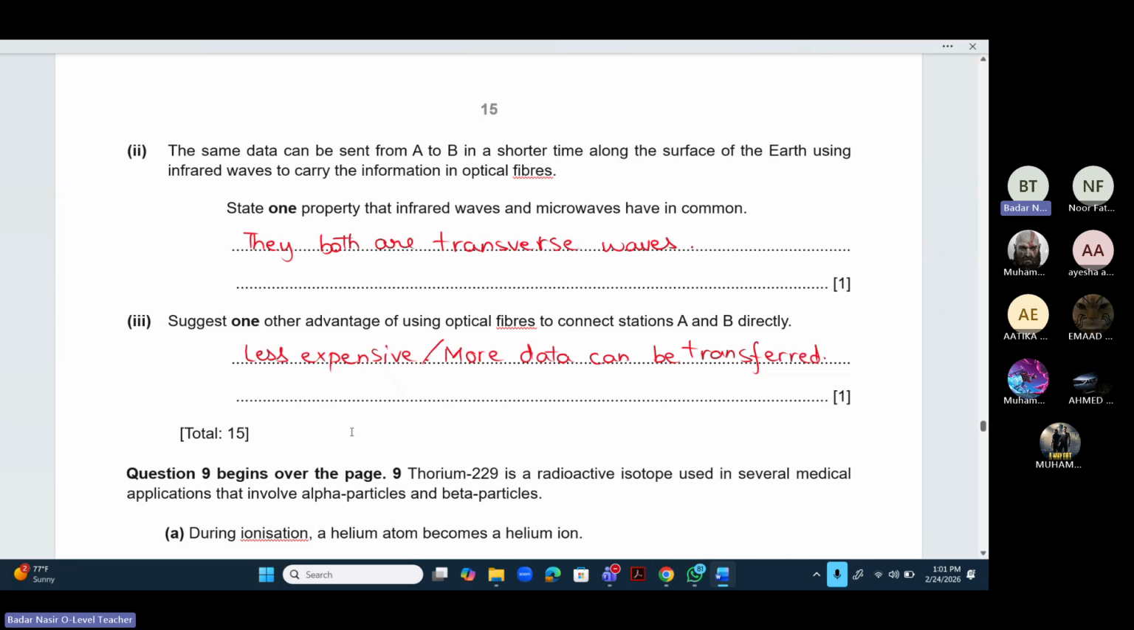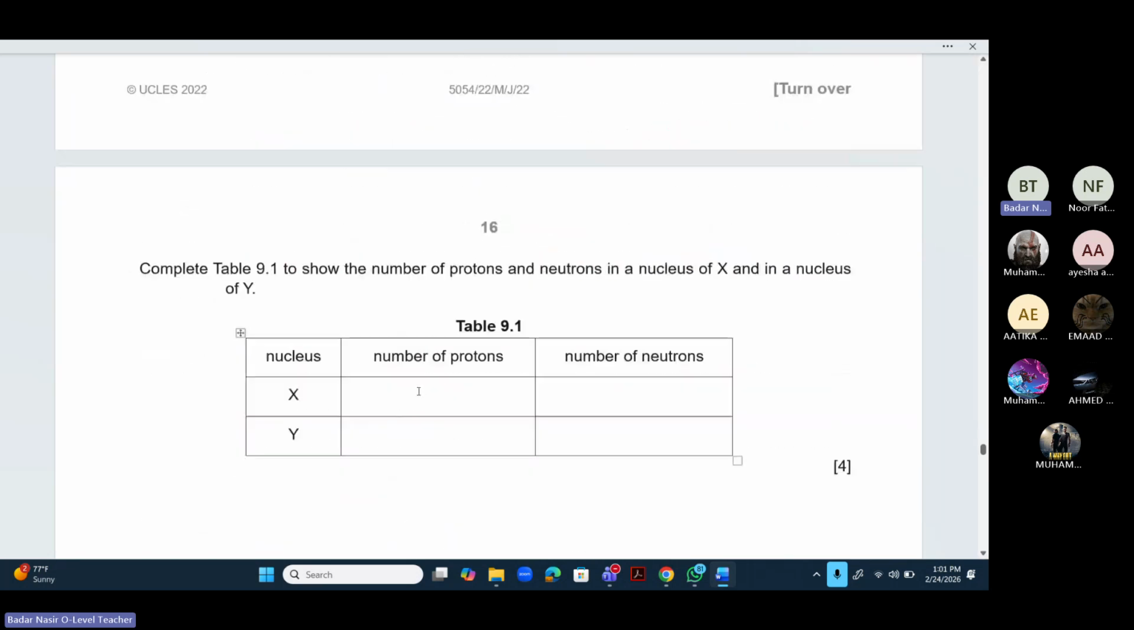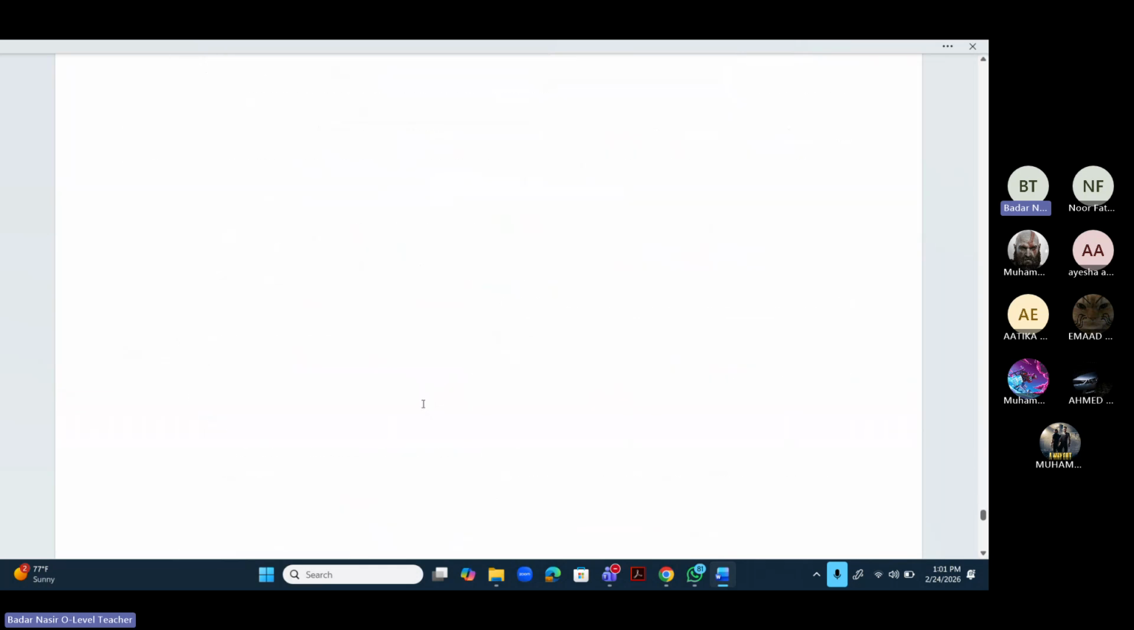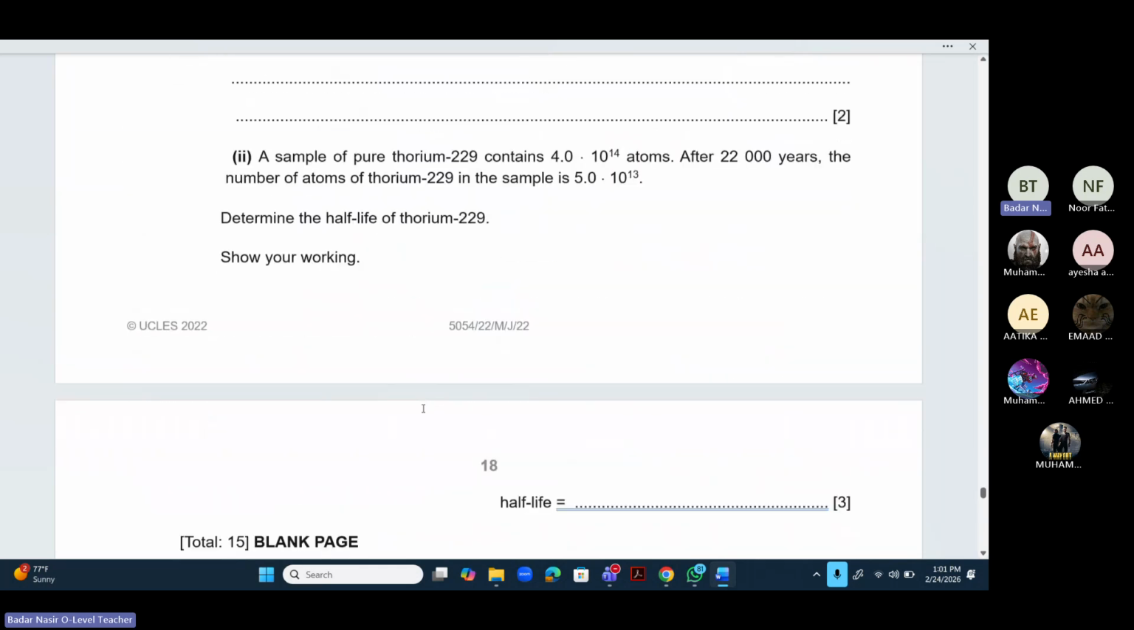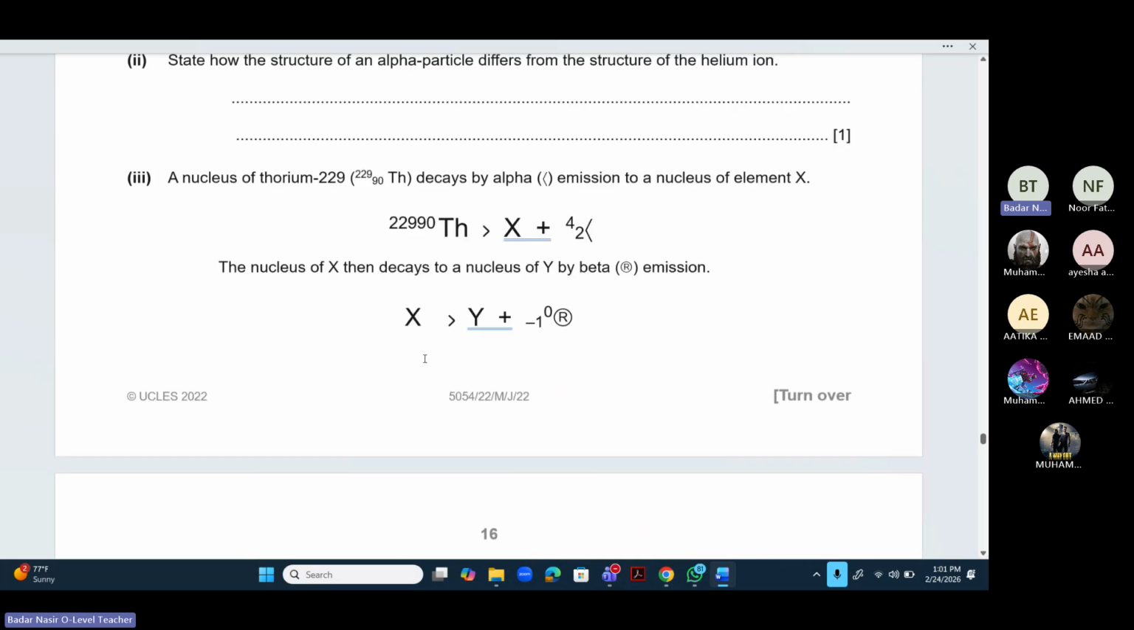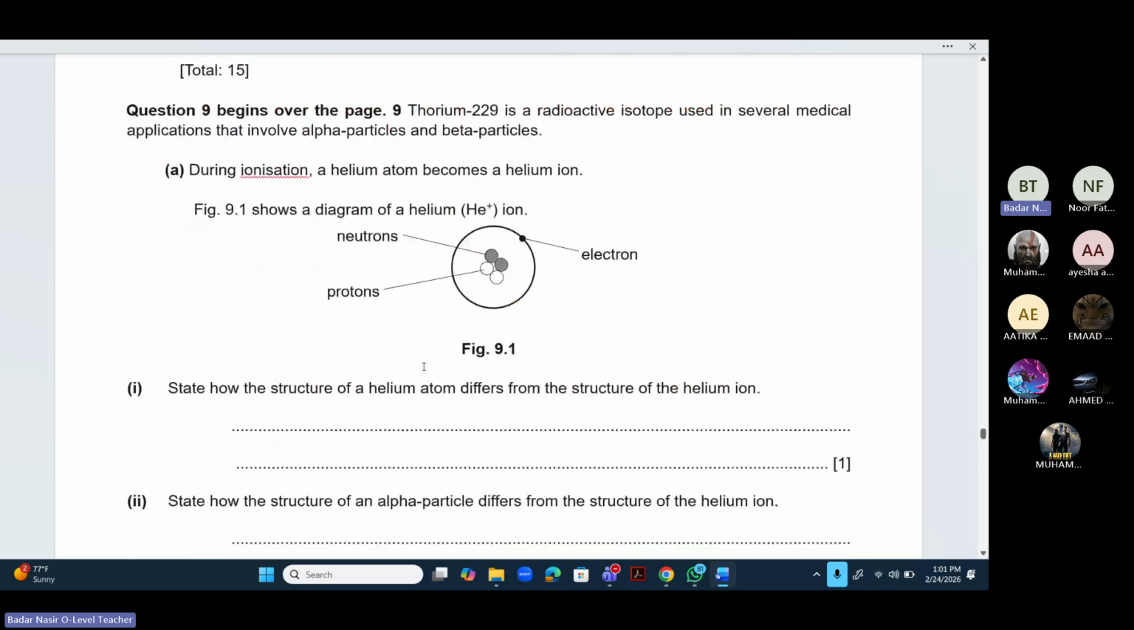Acha, we are just left with one last question. ठीक है, we will complete this question and then we are going to just end the class after that. Okay, thorium 229 is a radioactive isotope used in several medical applications that involve alpha and beta particles. During ionization, a helium atom becomes a helium ion. Figure 9.1 shows a diagram of a helium ion. State how the structure of a helium atom differs from the structure of the helium ion.